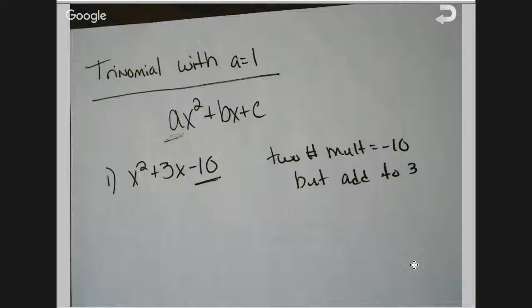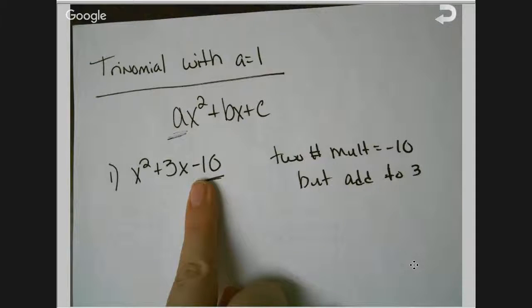Okay, so my suggestion is if you struggle with it, which some of you do, start by listing multiples of negative 10. What do we know about the signs if it multiplies to get a negative? It must be opposite. If it's the same, even if it's negative and negative, it multiplies to a positive, which is not what we're looking for. So because it multiplies to a negative, we have opposite signs.